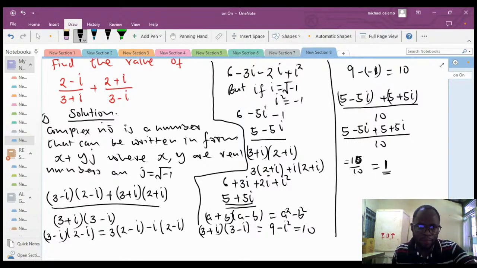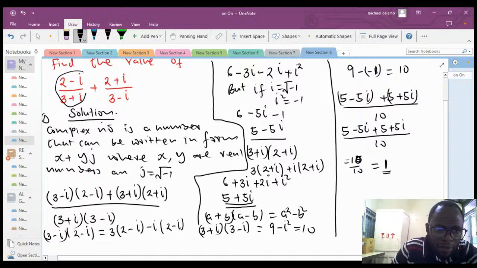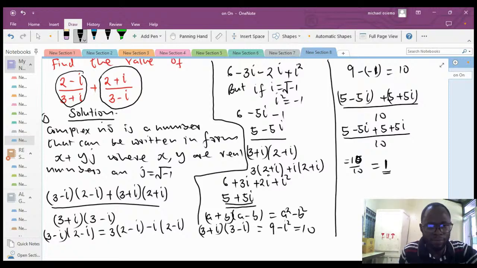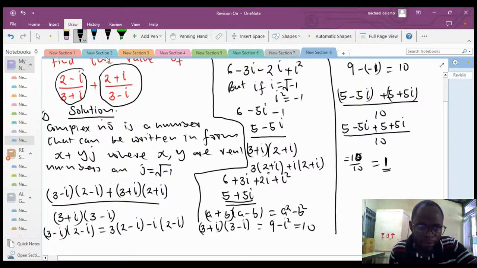Then the other method is to rationalize differently. You solve this one differently, then this one differently. You rationalize, then you put them together. You can try that, then you see what it gives us. I hope I'm clear on that point. So I want us to try the second method on the same question. Then we see what you're going to obtain.